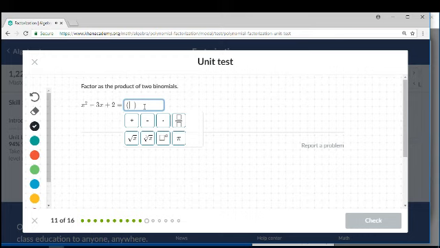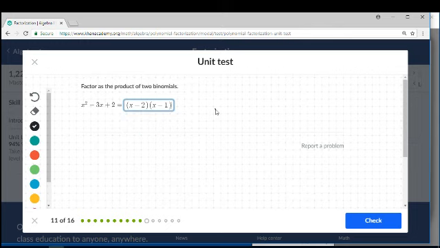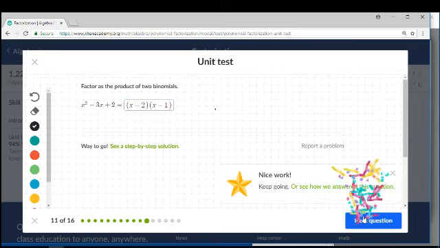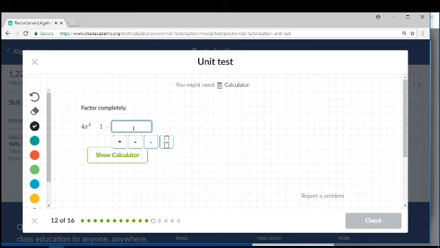It's going to be x minus 2, x minus 1. The reason why is that is x minus 2, x minus 1. Negative 2 times negative 1 is 2. Negative 2 plus negative 1 is negative 3. Factor completely.